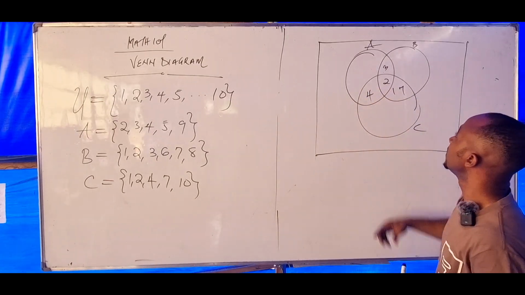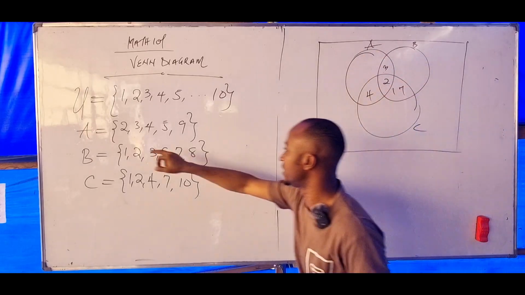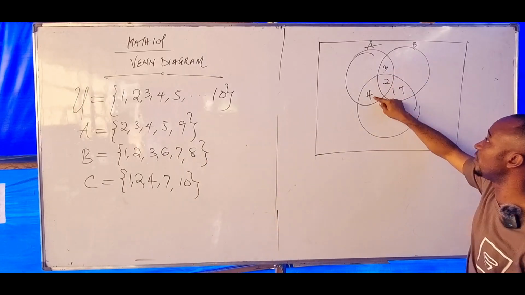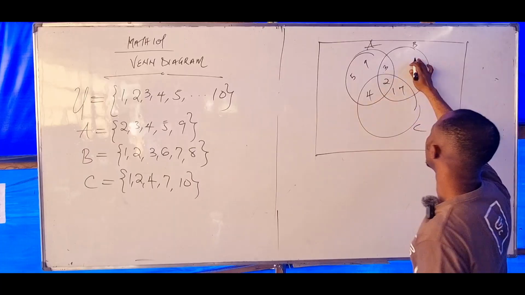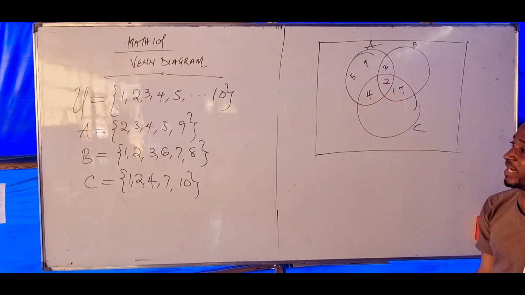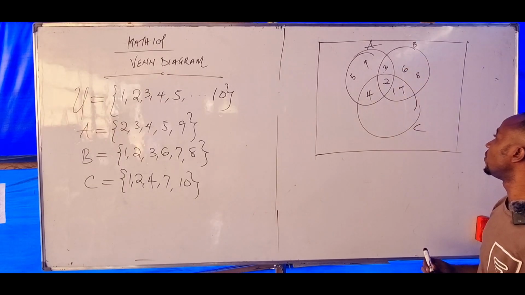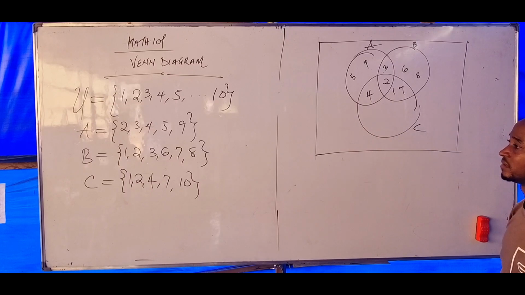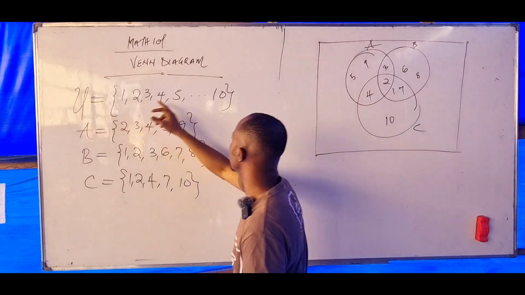Let's begin with the remaining part of A. What do you have for A? 2, 3, 4, 5, 9. We have only captured 2, 3, 4, so the remaining ones I'll put here. What about B? We have captured 1, 2, 3, 7. What's remaining? 6 and 8. What about C? We have captured 1, 2, 4, 7. What's remaining for C? 10. And what did the general set say? From 1 to 10.